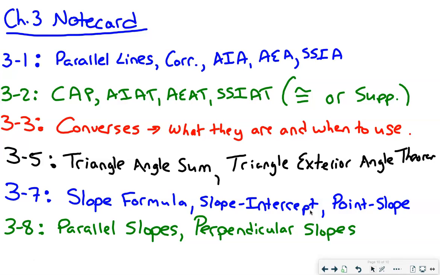3.5 was all about triangles. Inside of a triangle is 180. Know what to do if you have exterior angles of a triangle. And then 3.7, 3.8, you're going to practice that a little bit more today, but all of the slope stuff. Know the slope-intercept form and the point-slope form. Know what's true about parallel slopes. Know what's true about perpendicular slopes.